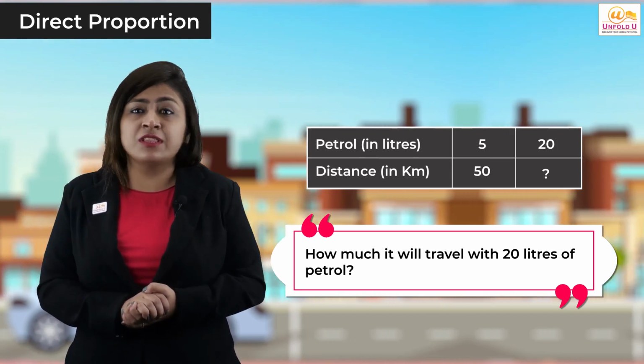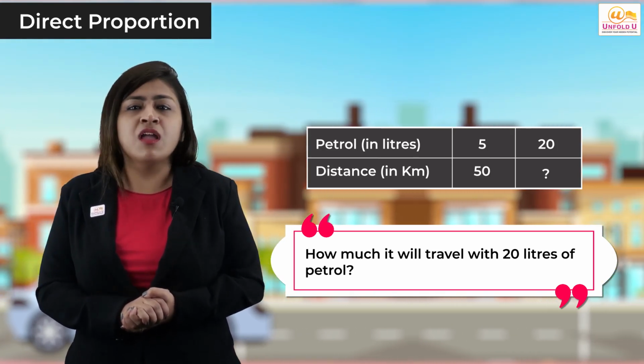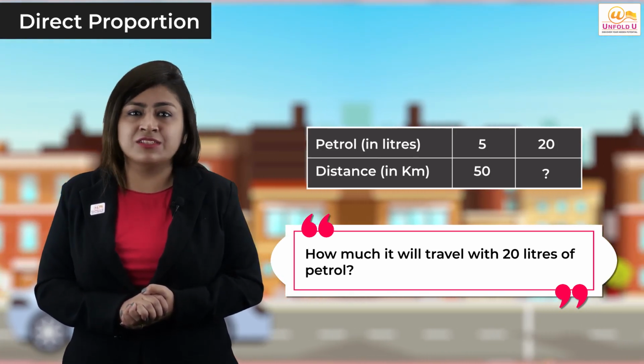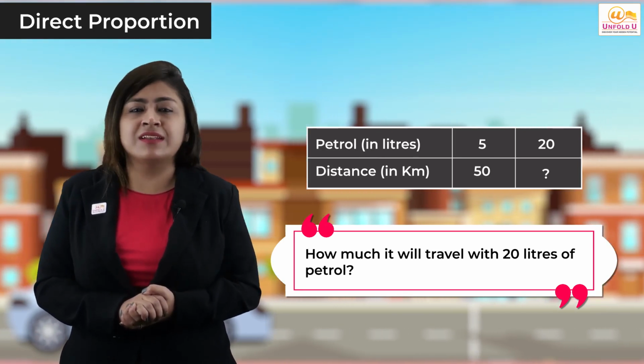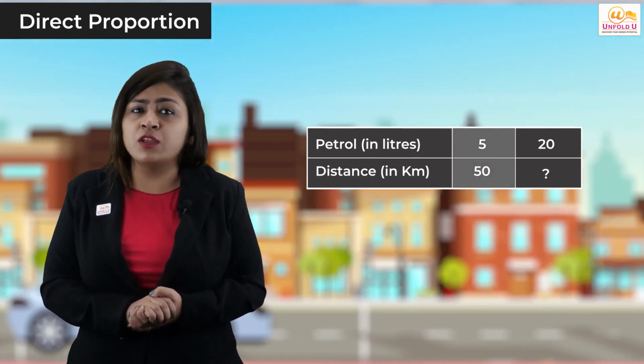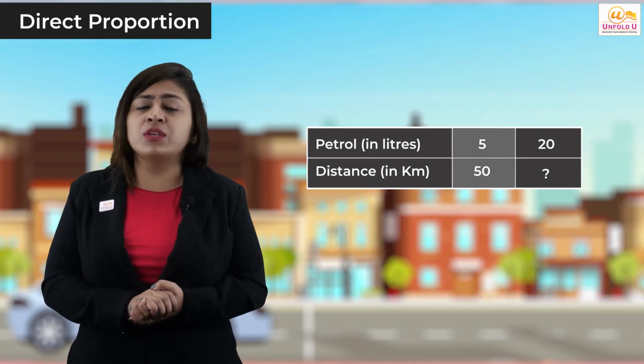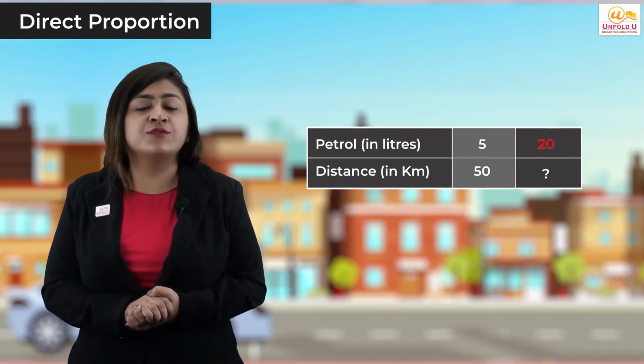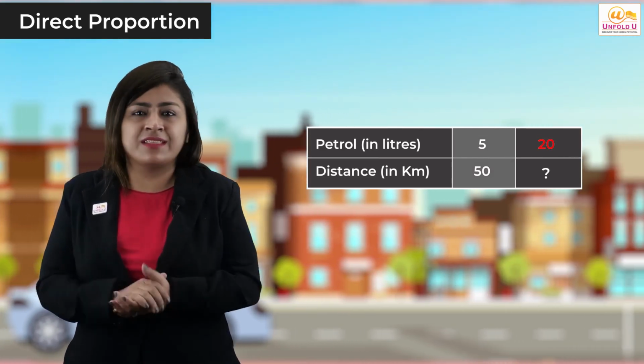यहाँ आप देखिए, जितना पेट्रोल कार में ज़्यादा होगा ऑब्वियसली कार उतना ही ज़्यादा चलेगी एंड करस्पॉन्डिंगली ज़्यादा डिस्टेंस कवर करेगी. तो 5 लीटर्स के पेट्रोल में अगर 50 किलोमीटर्स चल रही है और हमें 20 लीटर्स पेट्रोल के लिए डिस्टेंस फाइंड करना है तो कैसे कर सकते हैं?